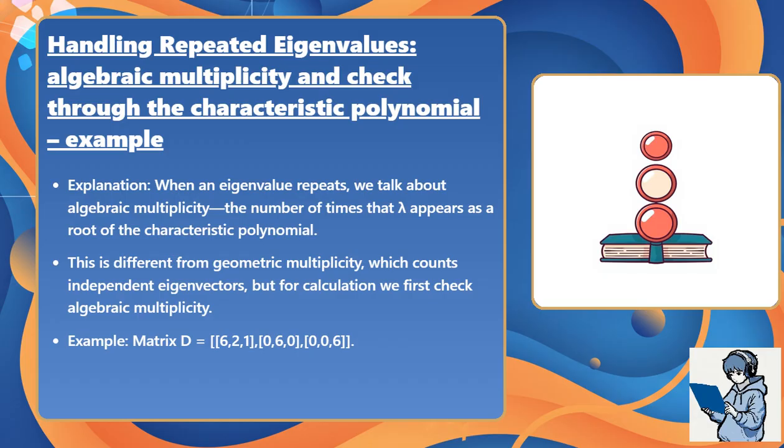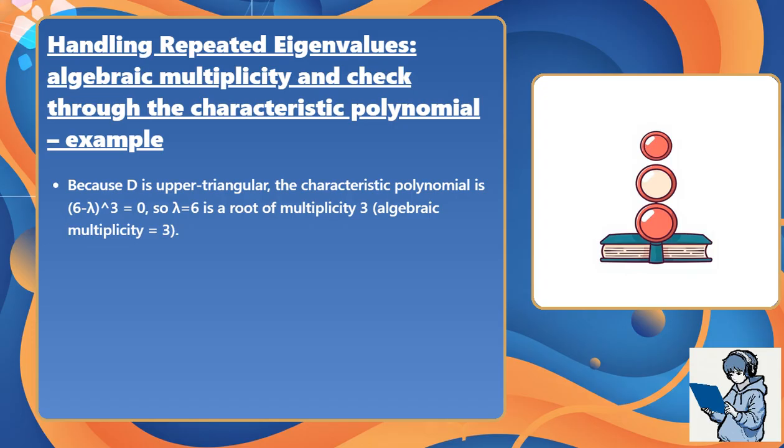Because D is upper triangular, the characteristic polynomial is (6 minus lambda) raised to the third power equals 0. So lambda equals 6 is a root of multiplicity 3. Algebraic multiplicity equals 3. To verify, compute the determinant of D minus lambda I, which equals (6 minus lambda) raised to the third power directly.